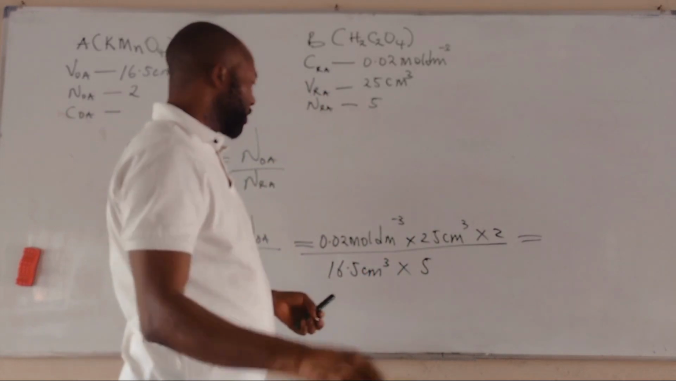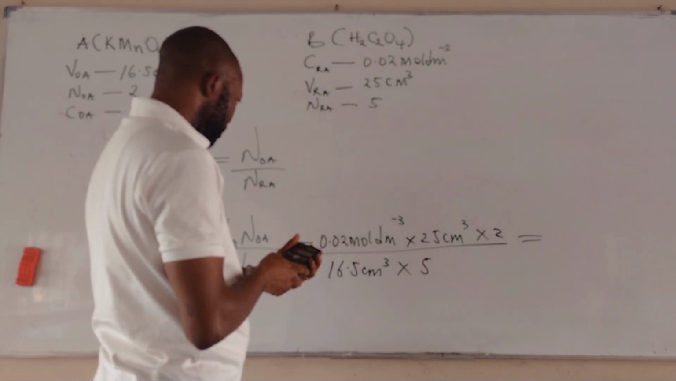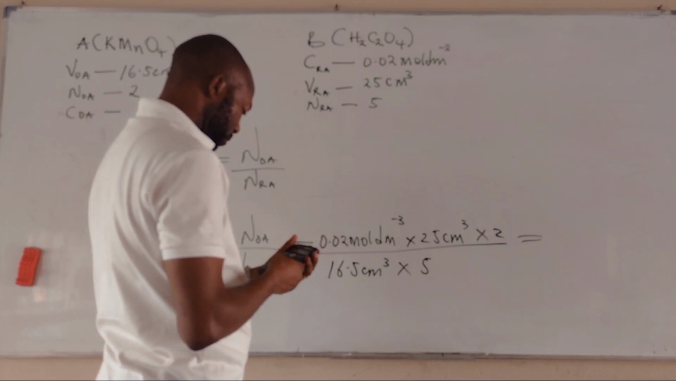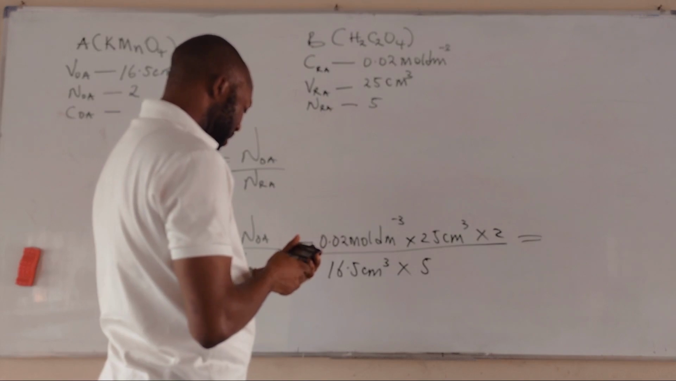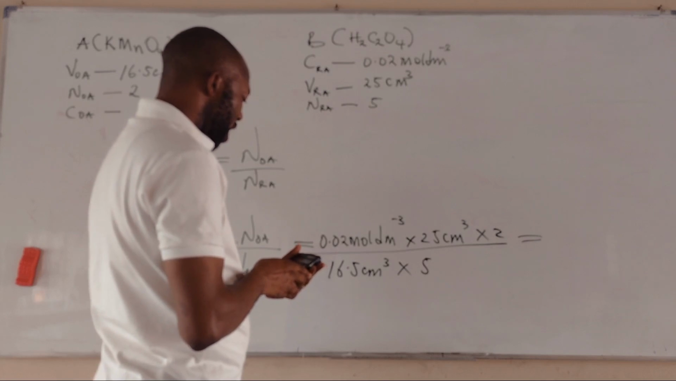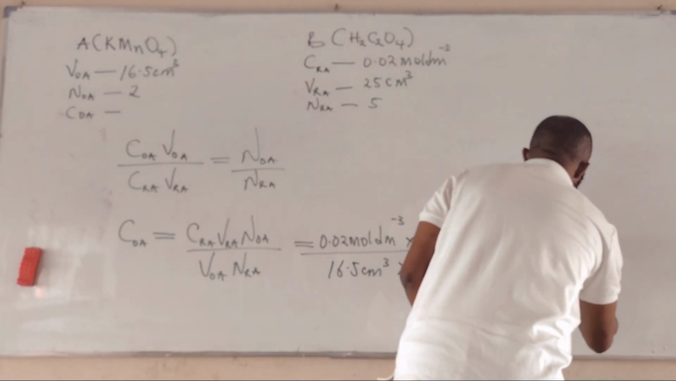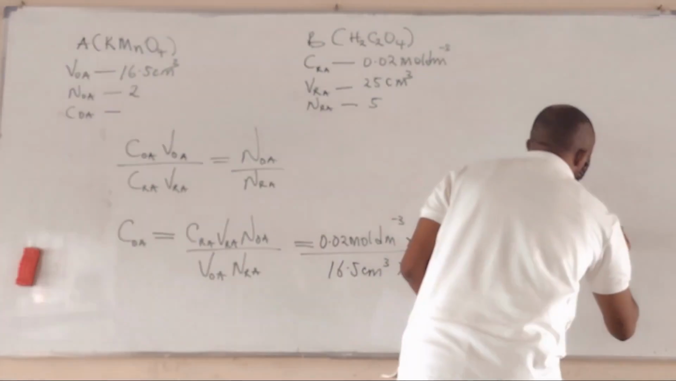And this is equal to, we use our calculator here, 0.02 times 25 times 2, divided by 16.5, divided by 5, is 0.0121 mole per dm cube.